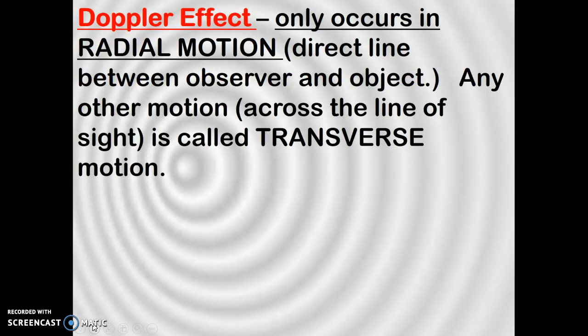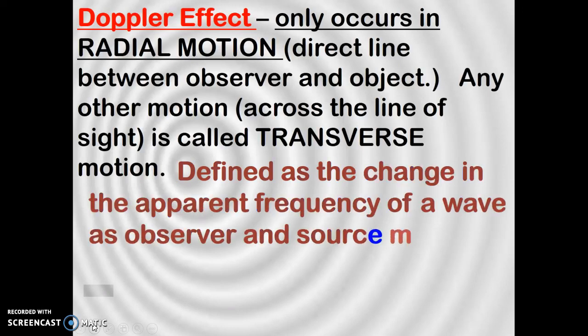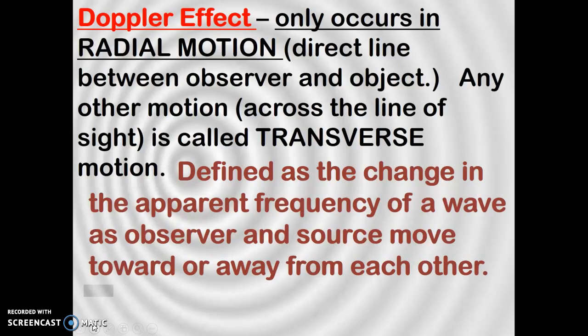All right, the Doppler effect, you're going to see a video on this, occurs in radial motion. That is, if you remember at the beginning, transverse is side to side, radial is towards us or away from us. So we see the Doppler effect from stars and other objects going either away from us or towards us. We don't notice it if they're going from side to side, though. The Doppler effect is defined as the change in apparent frequency of a wave. It's how we perceive the frequency.